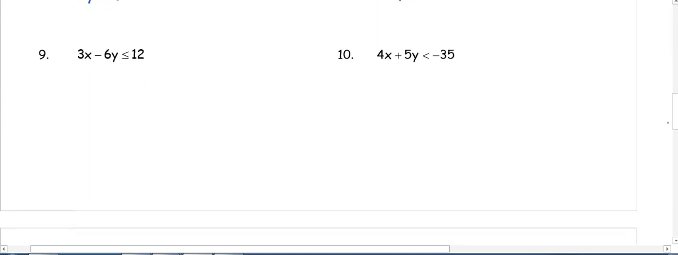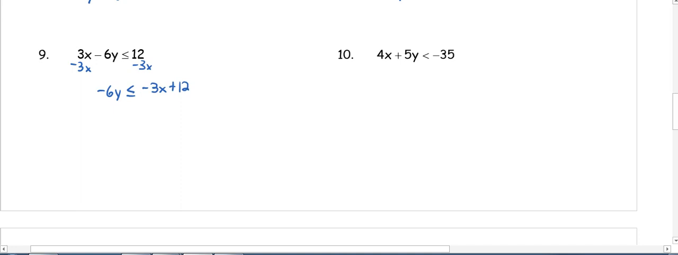In number 9, we have 3x minus 6y is less than or equal to 12. So in order to solve, the first thing we're going to do is subtract 3x from both sides, just like when it was an equal sign and we were graphing. So we have negative 6y is less than or equal to negative 3x plus 12.